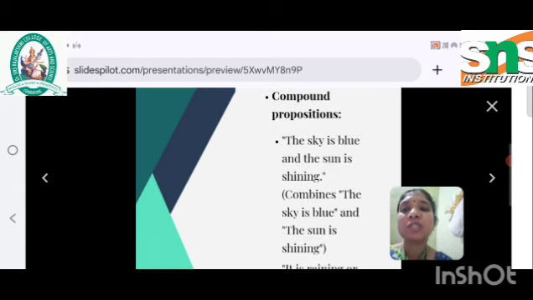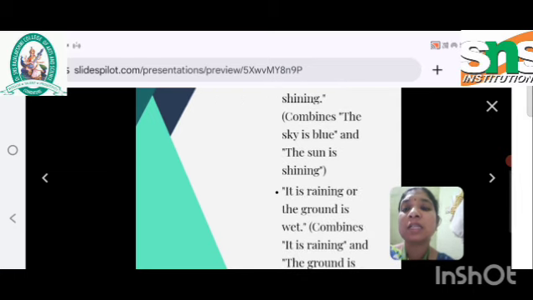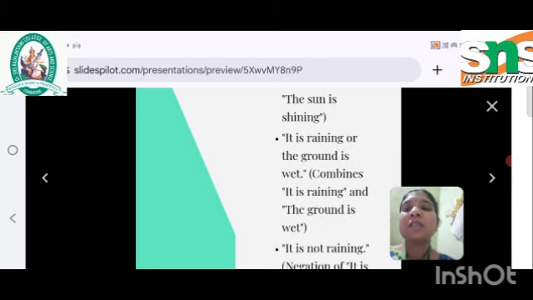is the combination of atomic propositions as well as a complex formation of sentence, such as the sky is blue and the sun is shining. It combines the sky is blue and the sun is shining. Here's the next example. It is raining or the ground is wet. It combines it is raining and the ground is wet.